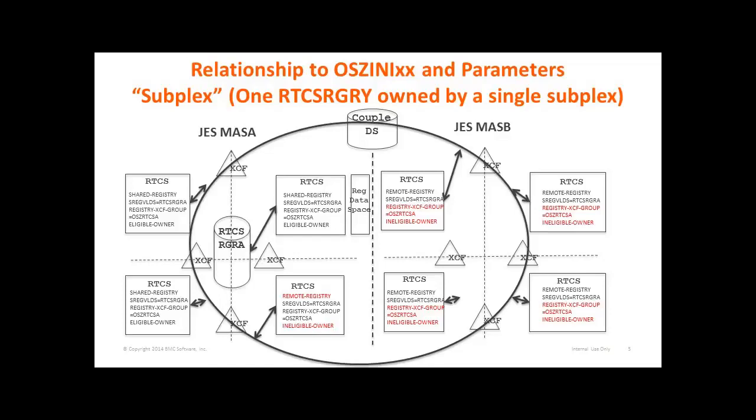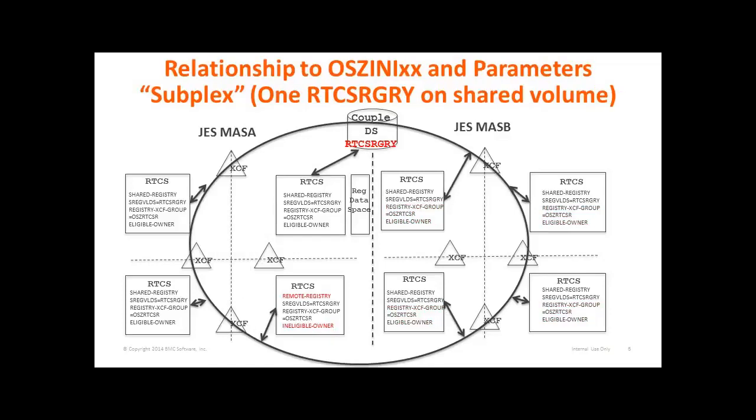All communications from the subplex B LPARs is through XCF, but their SREG VLDS and registry XCF group is now synchronized with subplex A. A consideration for this configuration is that if all systems in subplex A are unavailable for some reason, none of the RTCS dependent products will operate anywhere, since the RTCS subsystem system registry would not be available to any systems. For this reason, this configuration should only be considered where there is continuous availability of LPARs on the owning subplex.